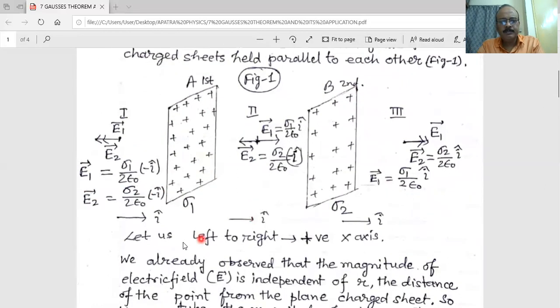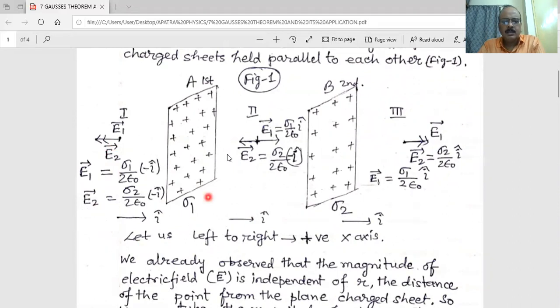Here we are considering the left to right direction as the positive x-axis. It is easy to write with the help of a unit vector, and we give the direction with the help of the i cap vector in this situation.